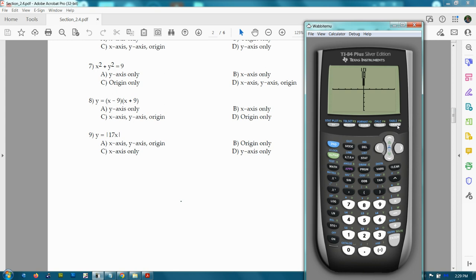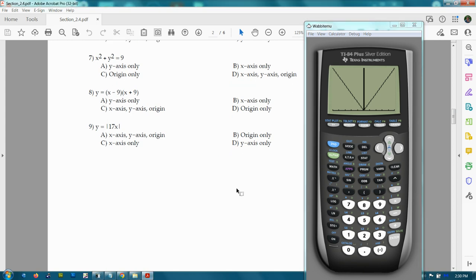You've got a V-shape, and it's symmetric to the y-axis. If I were to fold this over, these points would lie over here and the other points on the other side. In fact, let me do a zoom fit and see if I get a better representation of this. Yeah, much better. You can see it's symmetric to the y-axis. If I were to fold the graph right on the y-axis, these points would lie on top of these, or those on top of those. Definitely y-axis symmetry. So that's number 9, and we've got y-axis only.